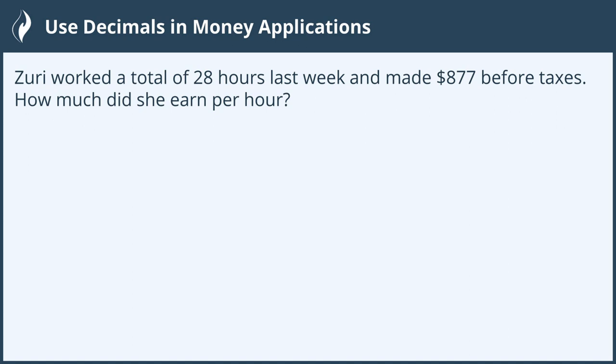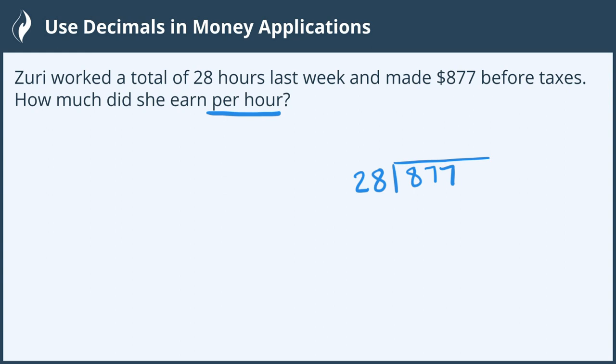Our application problem reads, Zuri worked a total of 28 hours last week and made $877 before taxes. How much did she earn per hour? To find out how much Zuri earned per hour, we need to divide her total paycheck by hours. So we'll take 877 and divide it by 28 hours. That will give us how much money per hour she will make.